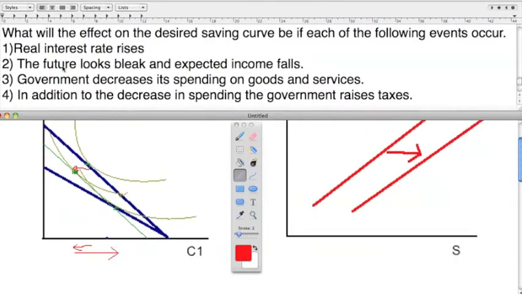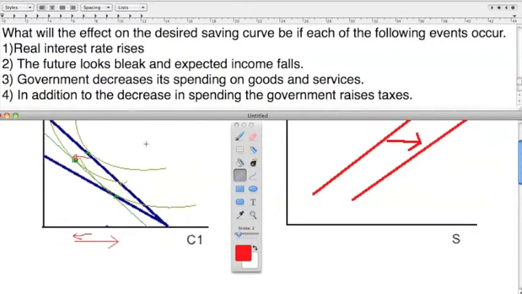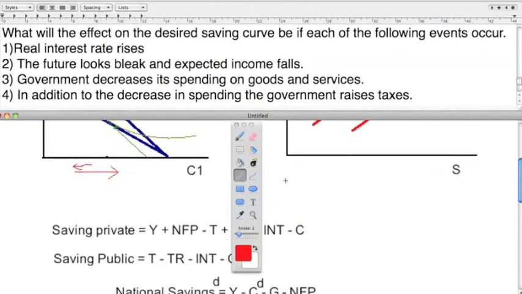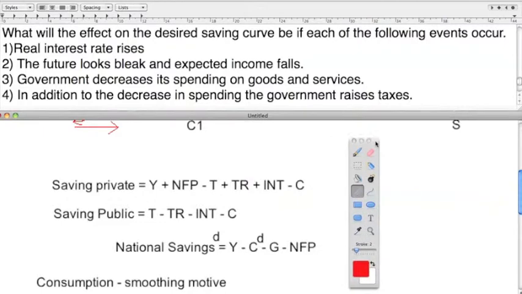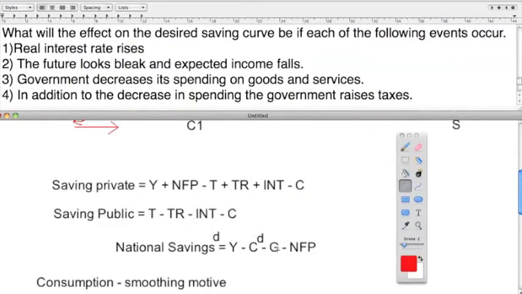i.e. an increase. Ooh. So the government decreases its spending on goods and services. Well, we can go to the formula. They decrease their spending because it's minusing off our national savings. A decrease in government spending will see an increase in national savings.